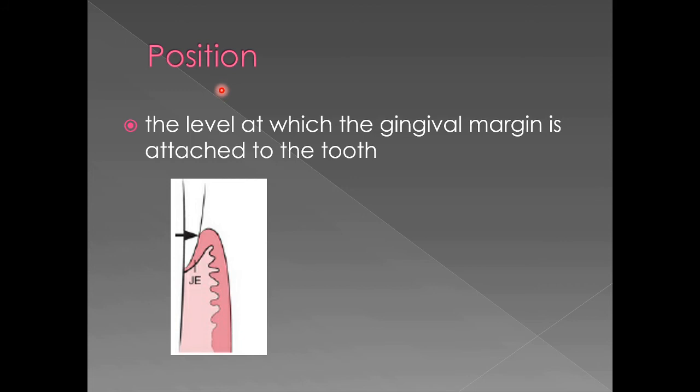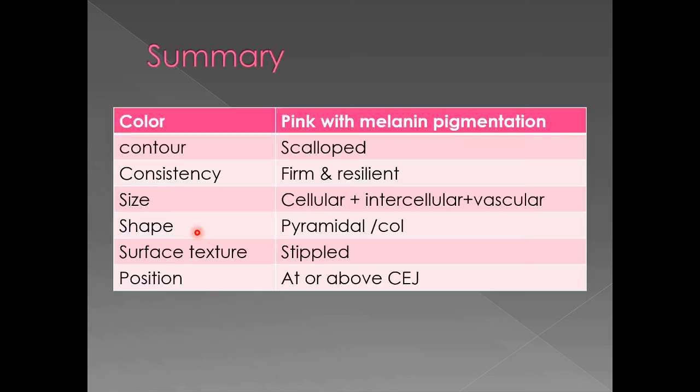Next is the position of the gingiva. This is the level at which the gingival margin is getting attached to the tooth surface. Now the point of attachment will be always at the level of the cemento-enamel junction, but it rises above, forming a gingival sulcus, and the gingival margin is above the level of the cemento-enamel junction, at least 1 to 2 mm above the level of the CEJ. This is a normal feature.